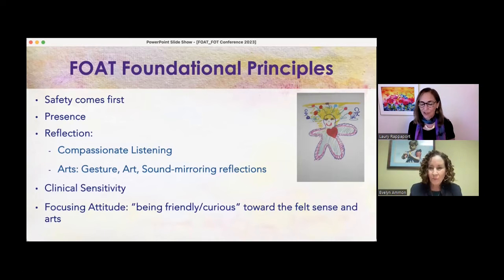And then the last foundational principle is the focusing attitude of being friendly or curious toward the felt sense and also towards the art making.